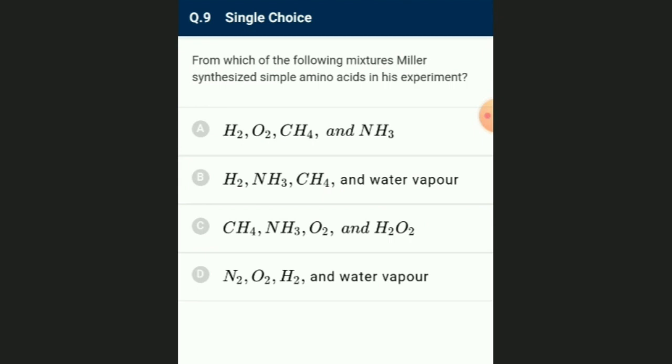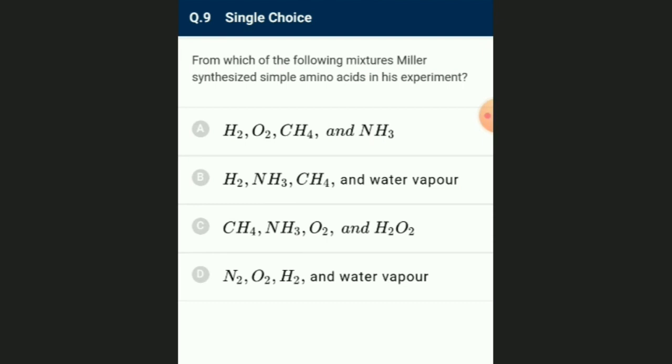Question number 9. From which of the following mixtures Miller synthesized simple amino acids in his experiments? The primitive atmosphere on Earth was a reducing environment and not oxidizing. This was due to absence of free oxygen.